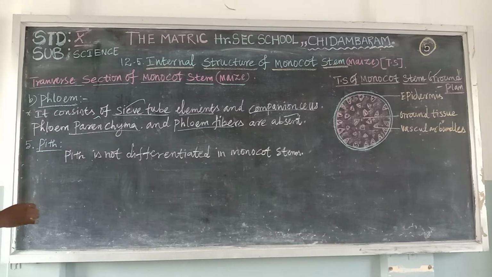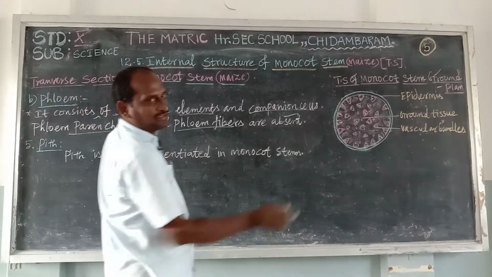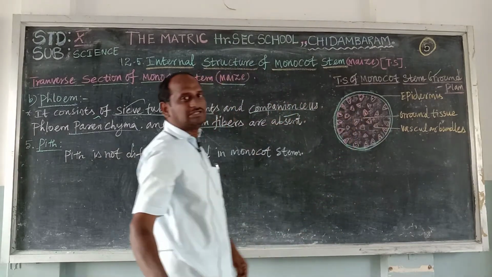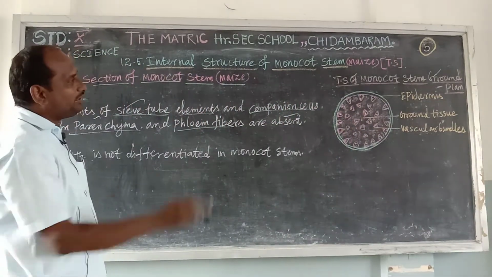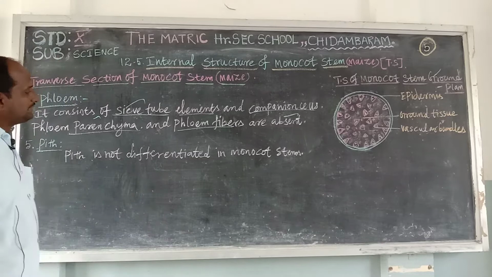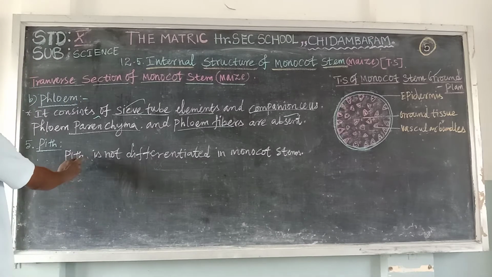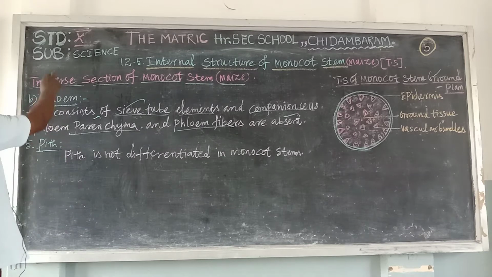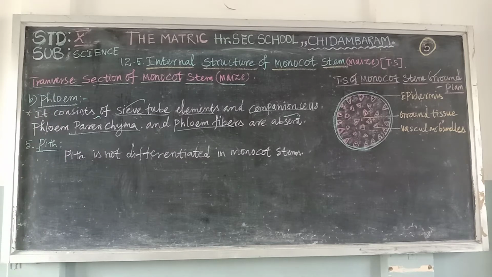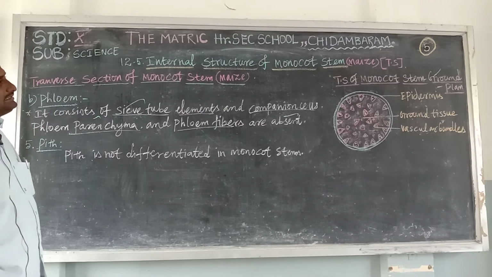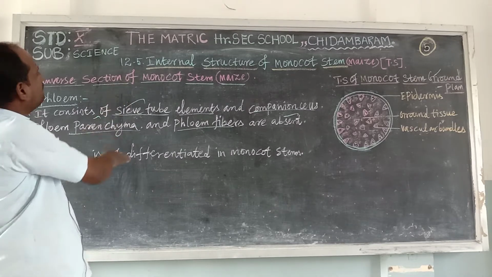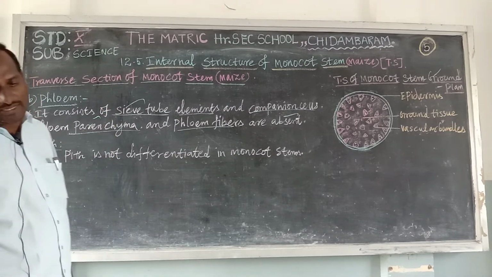Pith is not differentiated in the monocot stem. Go to the diagrams. The pith is absent. The dicot stem has a pith, while the monocot stem has no pith. There is no pith in the monocot stem. These are the five characters in the internal structure of the monocot stem, completing the transverse section of the monocot stem.